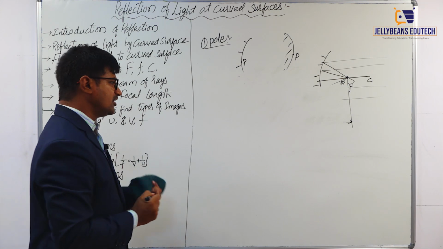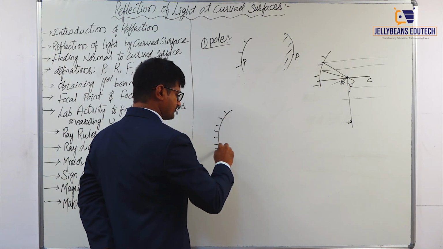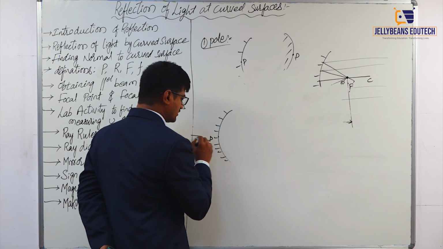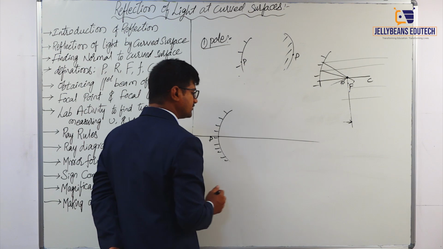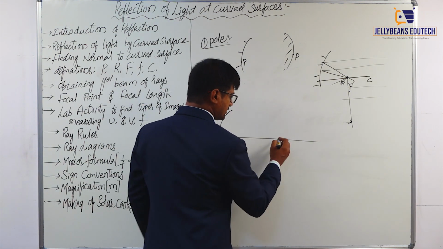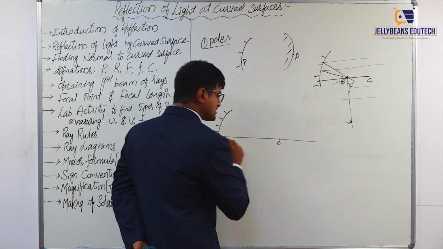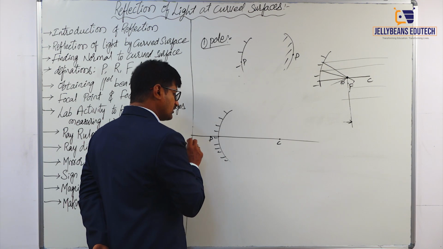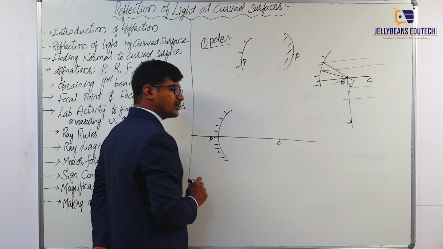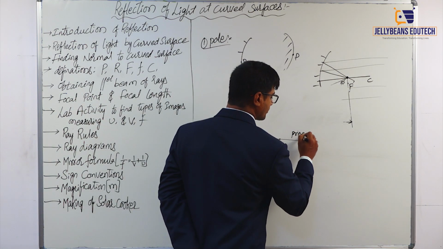Here we are considering a concave mirror like this. Here it is a pole, and a line, it is a center. Here this line which is drawn in between pole and center of curvature, we are calling it as a principal axis.